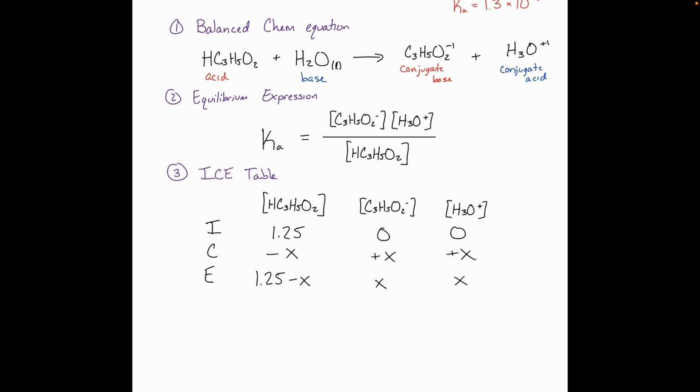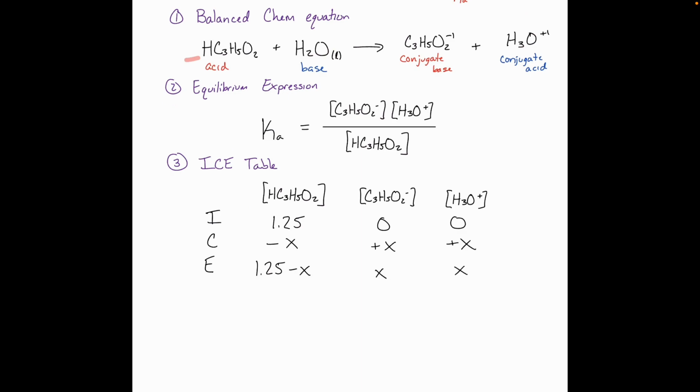And then since my reactant's being consumed in this reaction, it will go down by some amount. I don't know what that amount is yet, so I'm going to leave it as that variable x. And my products will increase by that same amount because this is all 1 to 1 to 1 in my balanced chemical equation here. All right, so for every one molecule of my acid that reacts, I'll get one molecule of conjugate base and one molecule of hydronium ion.